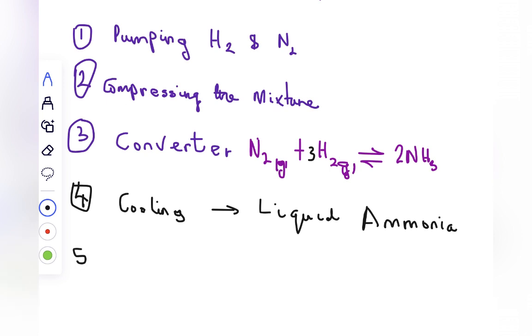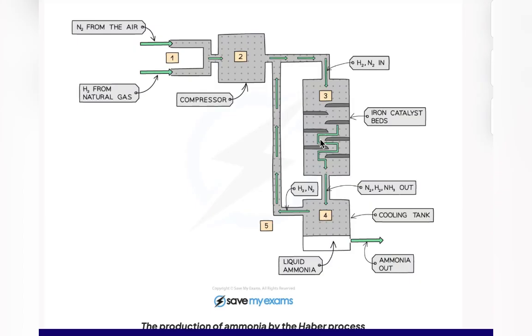So before we talk about step 5, let's go back to the diagram. Here, this is the converter. The converter produces liquid ammonia, and it's sent to the cooling tank to cool down. You know, it's very hot. So when cooled, it becomes liquid ammonia, because when something is cooling, it changes from gas to liquid. If you cool further from liquid, it will change to solid. So we cool it here to reduce it from being gaseous to liquid.